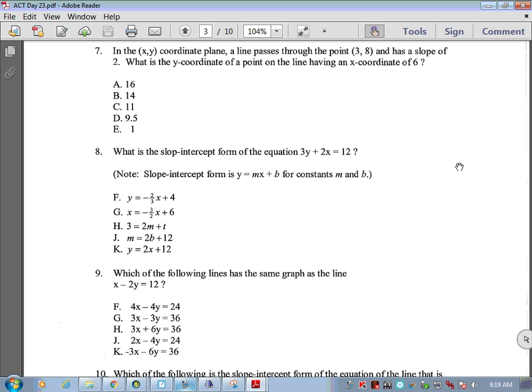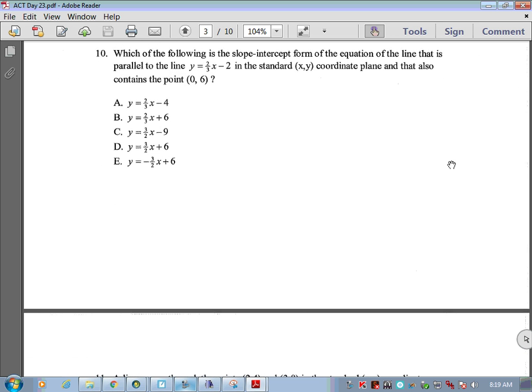Let's see, that was 9 and 10. 10 is B, y equals 2/3 x plus 6. Wait, can you do 9 again? 9 is J, 2x minus 4y equals 24. Did I skip 8? Okay, I'm sorry. 8 is F, y equals -2/3 x plus 4. Sorry about that.